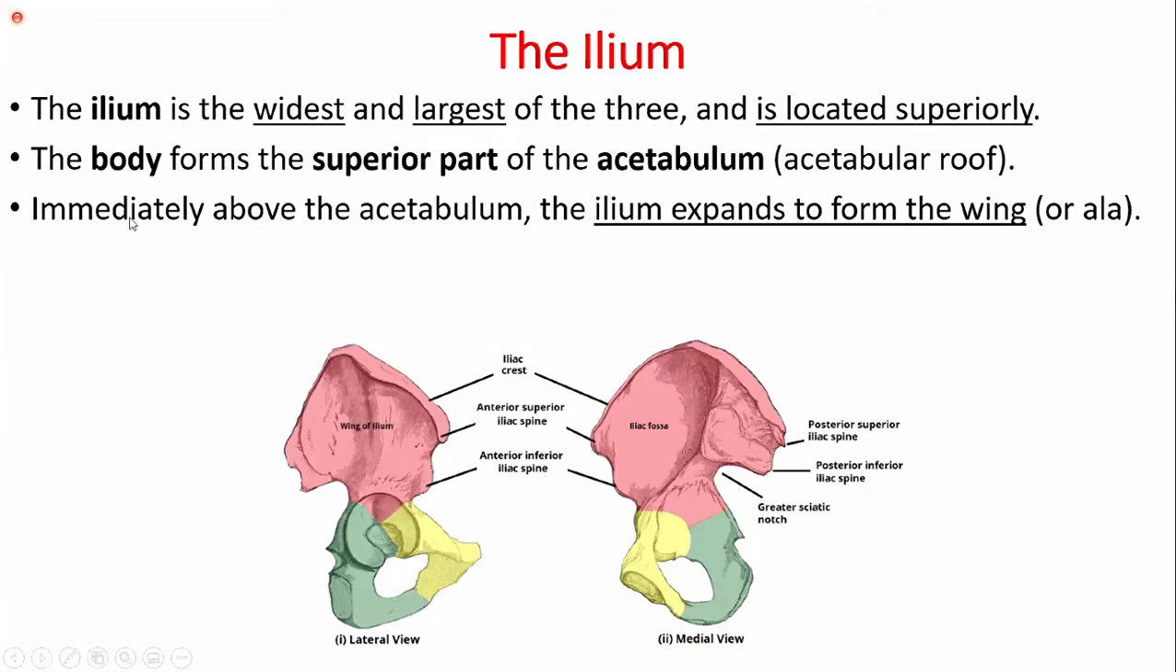And then just immediately above the socket, you have something called the wing or the ala. So you see this forms like a wing. This is called the wing of the ilium. This is just above the roof of the socket. This is how the ilium is formed. Okay, so this is the largest and the widest bone.